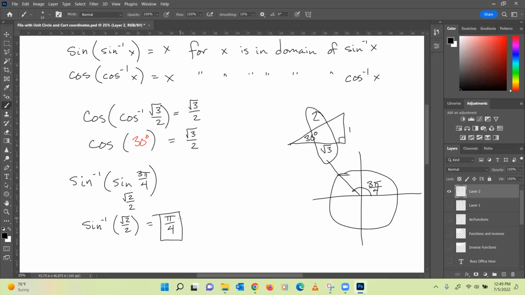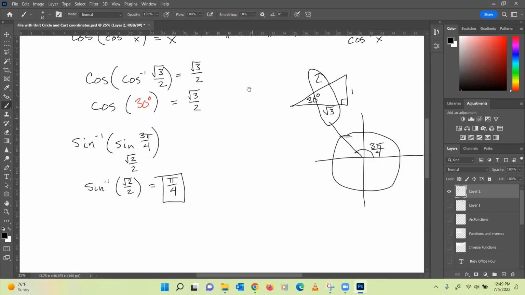Because 3 pi over 4 is outside the range of arc sine, my result will not be x, it will be something else. And so I always evaluate these in 2 steps. I evaluate the inner function first, and then the outer function. Often it's so quick and easy, you don't even have to worry about whether that really equals x or not, because evaluating the inner function happens pretty quickly.